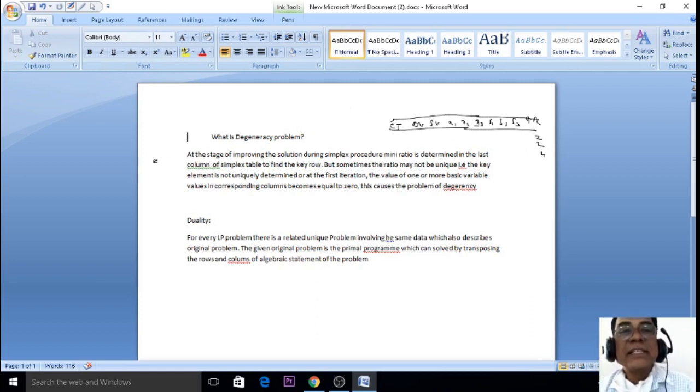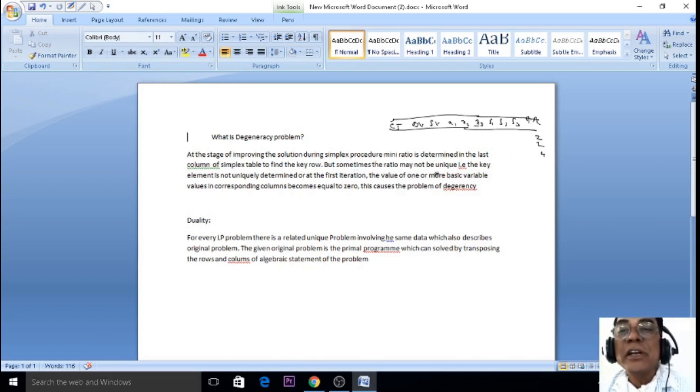You see, at the stage of improving the solution during the simplex procedure, the minimum ratio is determined in the last column of the simplex table. Find the key row. For the key column, give the first preference to the maximum positive value. For the key row, the minimum positive value. If the minimum positive value is repeated in both, select any one. That process is called degeneracy.